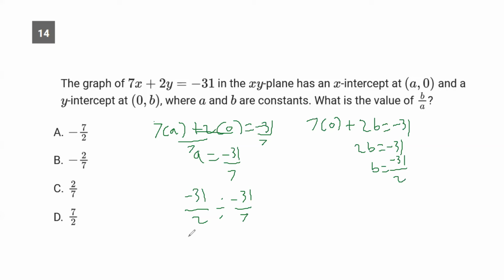And now when you're dividing by fractions, it's keep, change, flip. So this is equal to negative 31 over 2 times 7 over negative 31. The negatives cancel and the 31s cancel. So we're just left with 7 over 2. So again, you plug in, you don't use calculators because they work out with fundamentals, right? So you don't actually have to do the multiplication or division. Things just simplify for you.